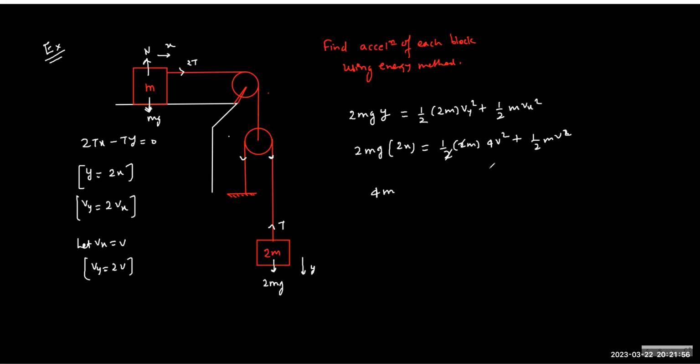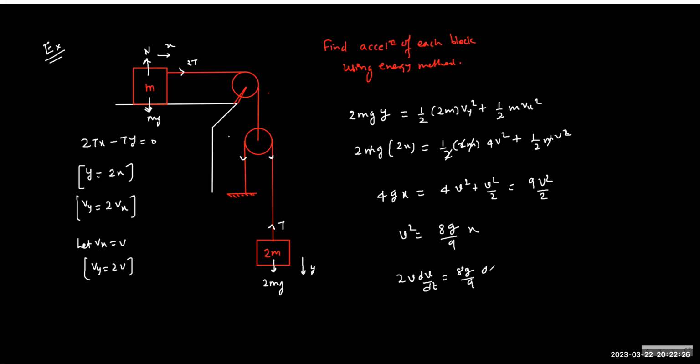So 4m, okay, I think m will also cancel out. M, M, M. So we have 4gx is 4v square plus v square by 2, which is 9v square by 2. Okay, so v square is 8g by 9 x, so 2v dv by dt is 8g by 9 dx by dt, and now this will cancel this v. So the acceleration turns out to be 4g by 9, and this will belong to what? Vx. So this is the acceleration.